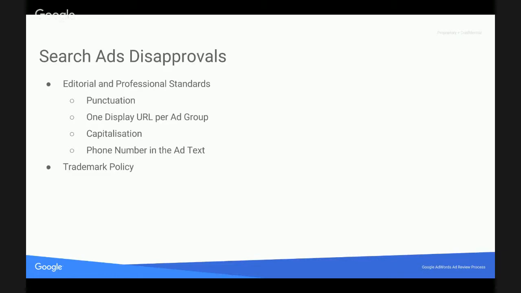Then the next point is 1 display URL per ad group. This one does come up sometimes.